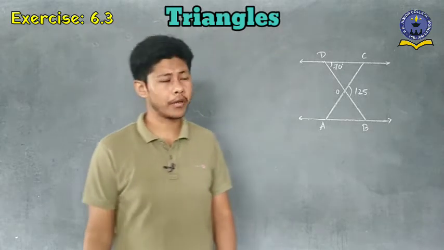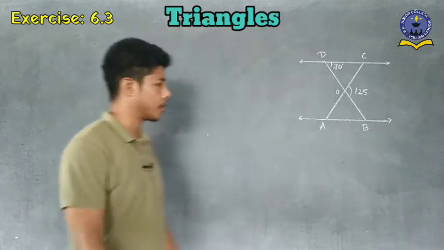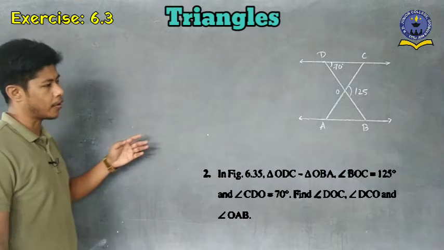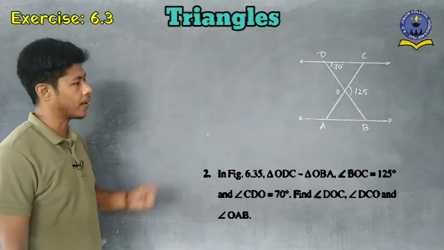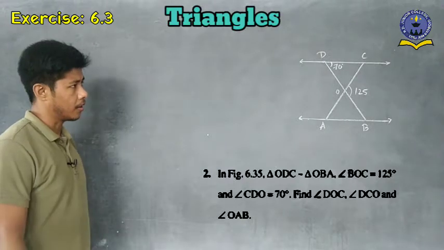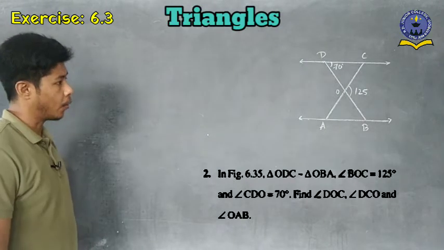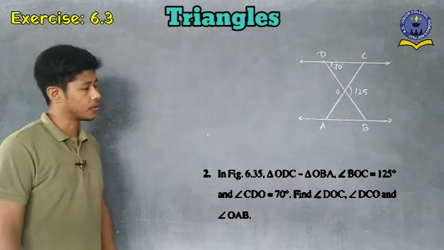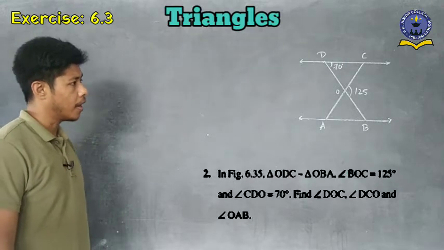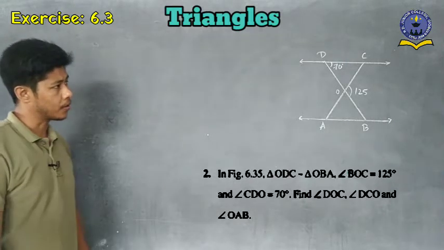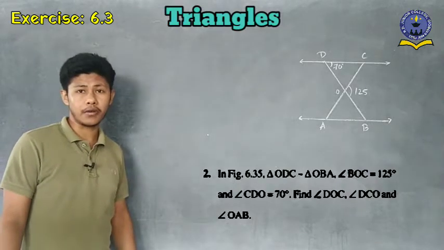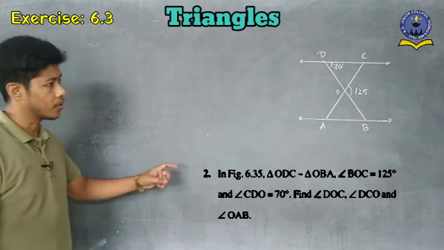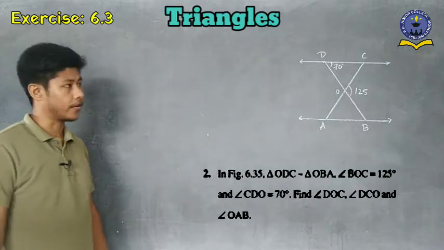With respect to this, if you see question number 2 from exercise 6.2, the question is given here. In this question, we have to find angle DOC, angle DCO, and angle OAB, isn't it? So these three angles we have to find. For this, BOC is given, as well as ODC or CDO is given here. So these two are given, and we have to find the other three.